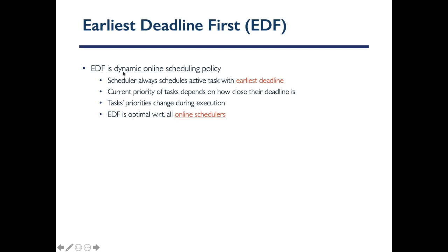So earliest deadline first. How does it work? We're going to assign priorities to each job instead of tasks. Now we're going to give higher priority to jobs with earlier deadlines. So the sooner your deadline is, the higher your priority becomes. And the fantastic thing about EDF, earliest deadline first, is that it's optimal with respect to all online schedulers.